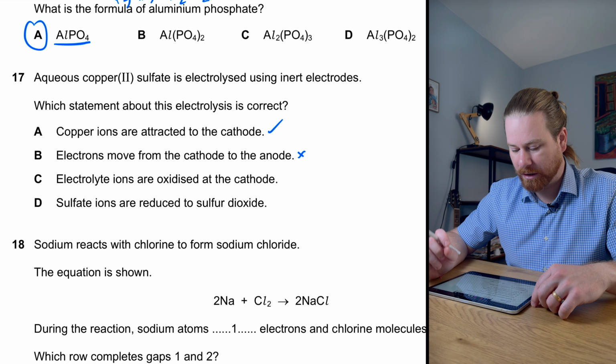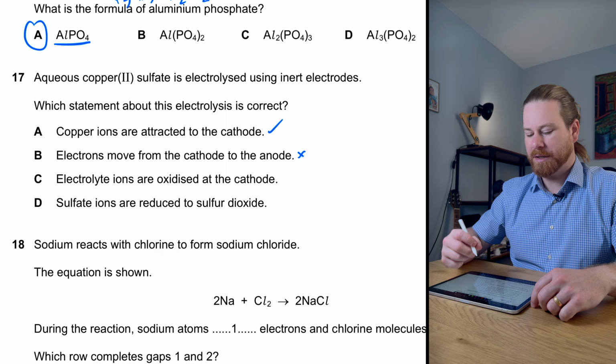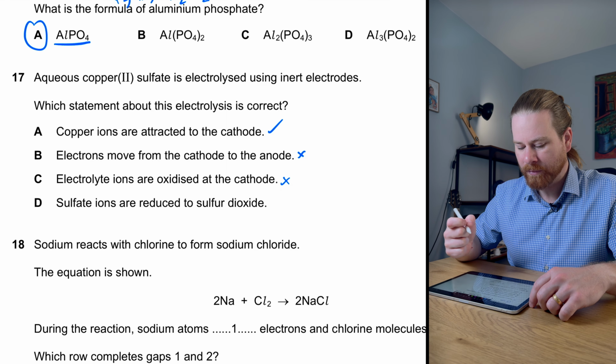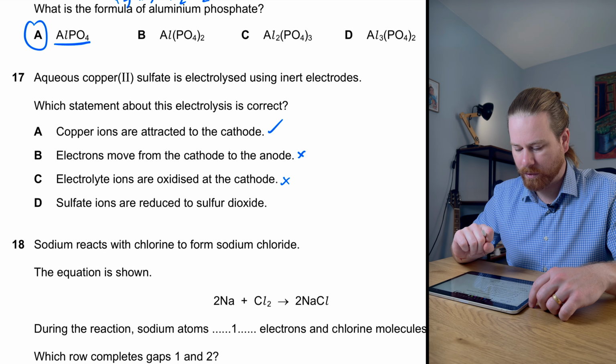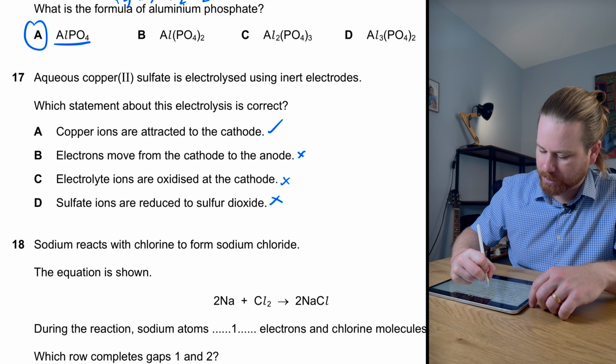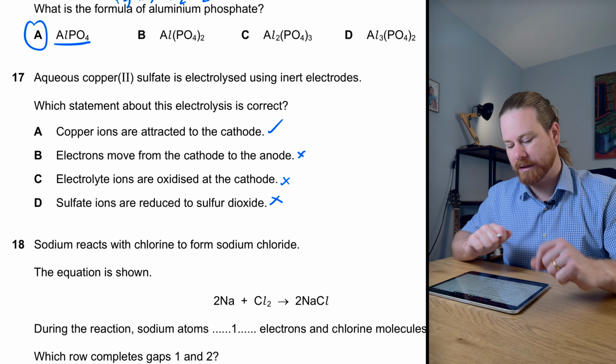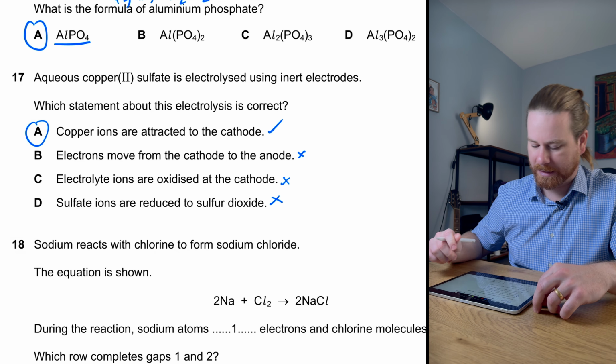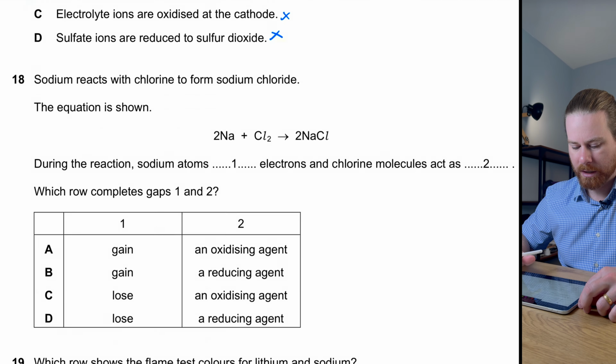The electrolyte ions are oxidized at the cathode. Well, this is not true, as reduction takes place at the cathode. And sulfate ions are reduced to form sulfur dioxide, and this is also not true. The sulfate ions never take part in the electrolysis really. So there we go, our first one is A. All right, let's move on.